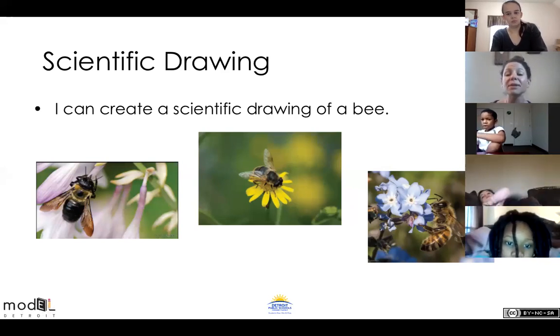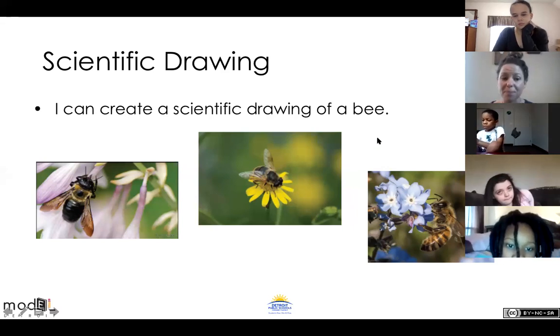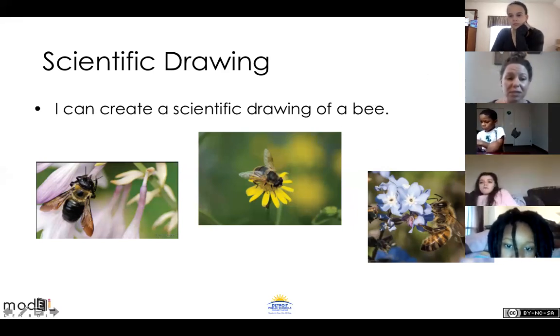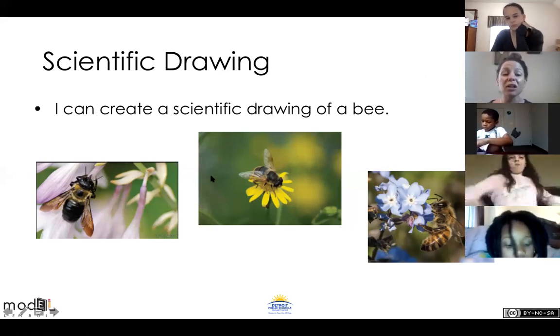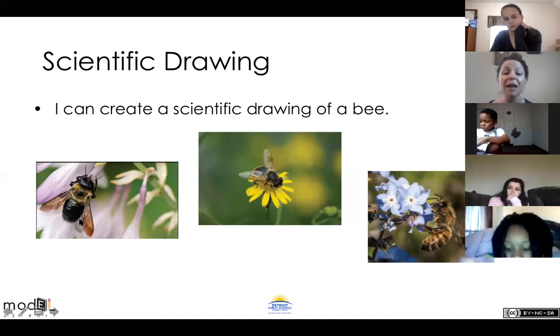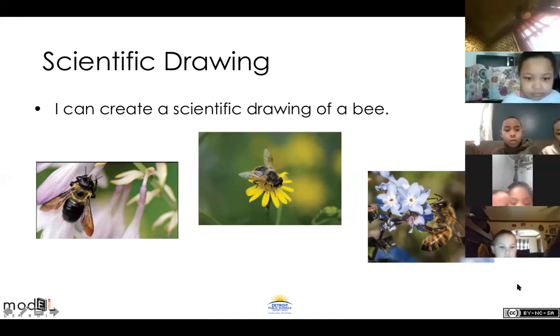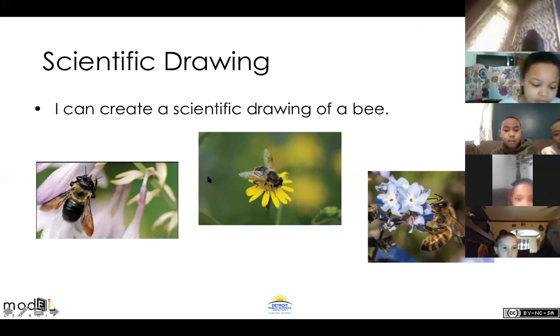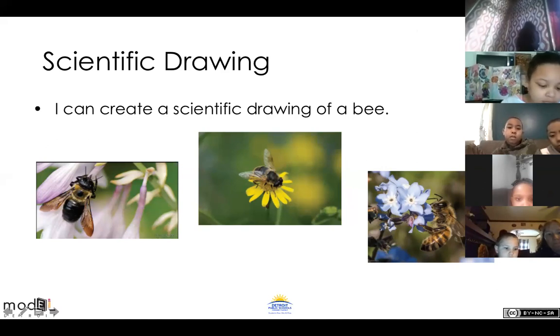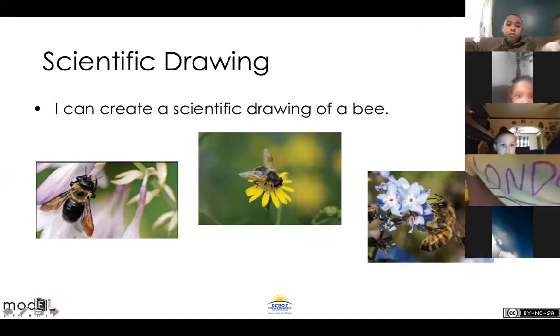So you can choose if you want the one on the purple flower, the yellow flower, or the blue flower. And you are going to be focusing on drawing that bee the exact way you see it. So if you see a curved circled body, make sure your body is curved and circled, okay? And then, friends, make sure that you also add the detail of what the bee is on. So if the bee is on the flower, make sure that you show the flower. Show the size of the bee in relation to the flower.